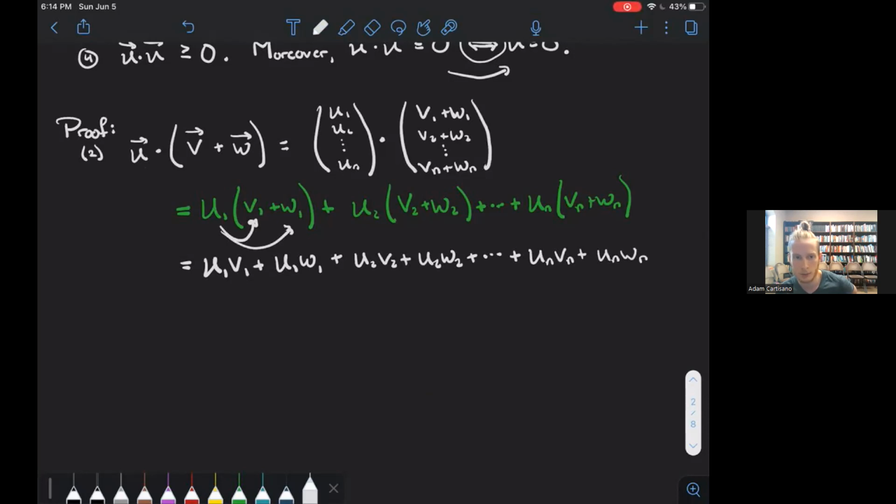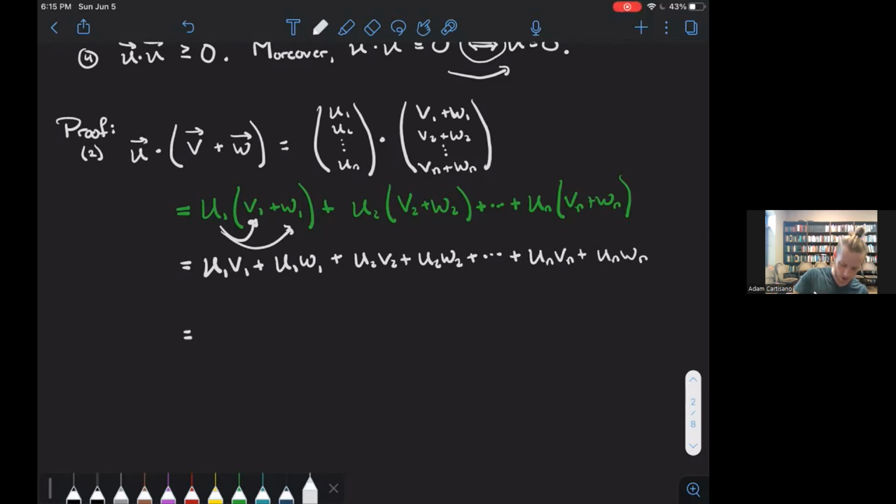Now this is a sum of, I guess, 2n real numbers. More importantly, it's a finite sum of numbers. We're just adding together a bunch of numbers, which means I can rearrange the sum as I want. So what I'm going to do is collect all the v's at the very beginning and all the w's at the very end of the sum.